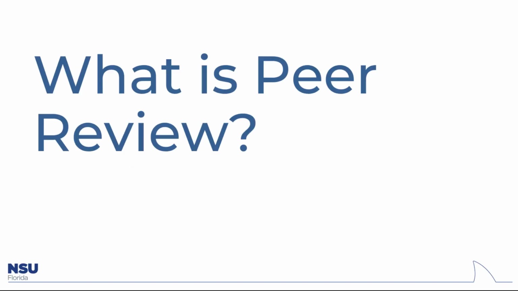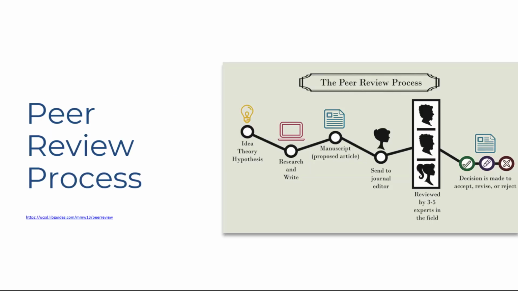So what is peer review? This is the peer review process. Typically, one will research and write a manuscript, which they will then send off to a journal editor. Then 3 to 5 experts in the field will review the article. They will make the decision to accept, recommend revisions, or entirely reject the paper.